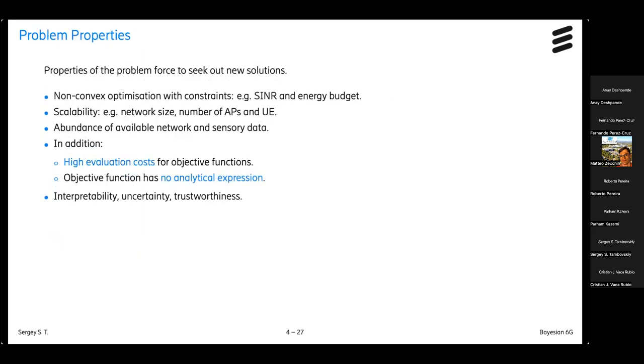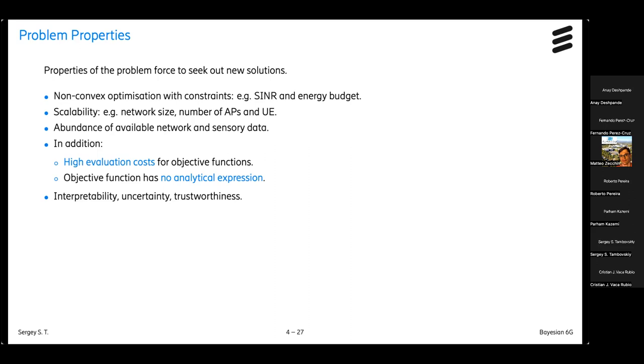So, what problem are we going to solve? And what properties do they have? What we're trying to do belongs to non-convex optimization with constraints, for example, SINR or energy budget. Then, of course, we must also ensure scalability of our solution for the whole cell-free network, and scalability, of course, depends on the number of access points and user equipment.